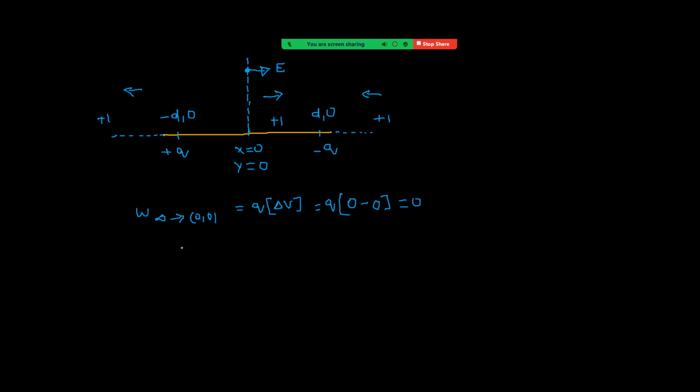Next, what about dipole moment? Dipole moment will be q into separation, equal to 2d, and direction is from minus to plus, right? Means along negative x-axis, right? So it is along negative x-axis. Okay. Now see the options.